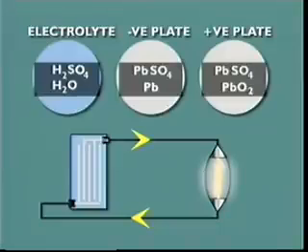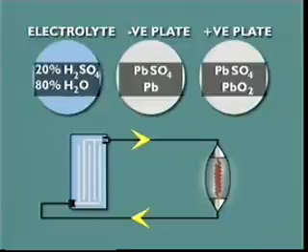Overall, the percentage of acid in the electrolyte falls and the percentage of water rises, which reduces the strength of the electrolyte. As the cell discharges, the plates develop the same composition, which reduces the potential of the cell.